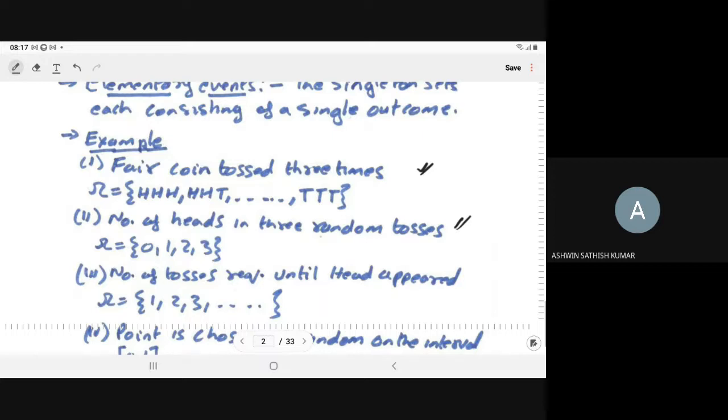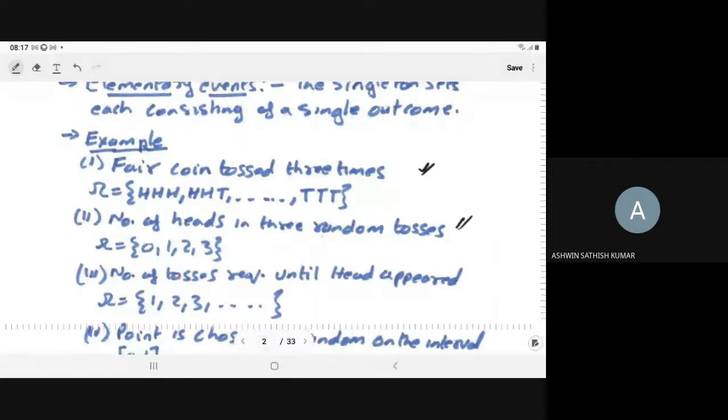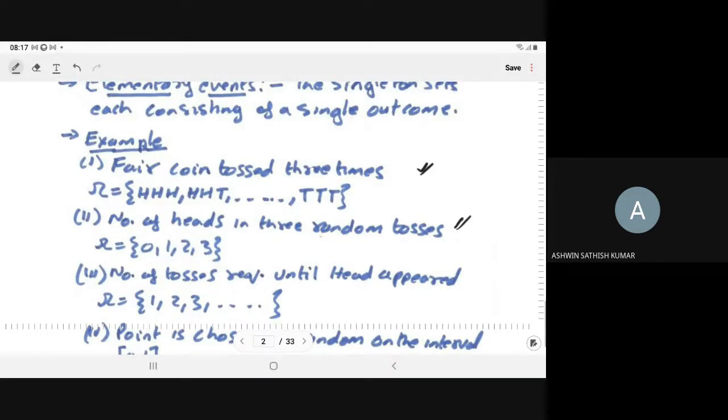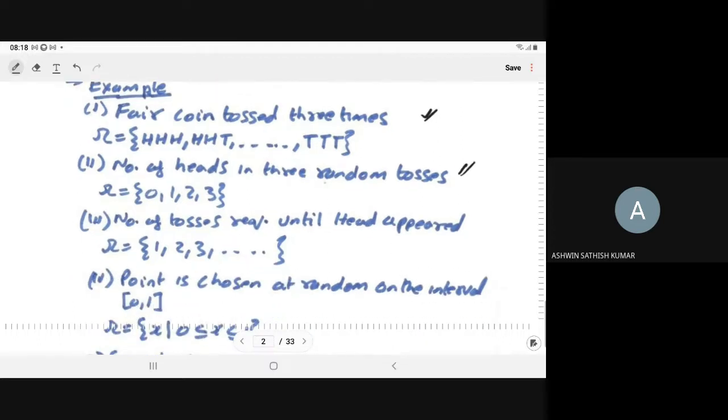Then, how many tosses are required to get the first head? If you're tossing a single fair coin, now we want to know when the head will come. Maybe in the very first toss you get the head, or first a tail then a head on the second, or first two tails then a head on the third, and so on. In that case, the sample space is 1, 2, 3, and so on. You can observe that just by tossing a coin, we have different sample spaces. So the sample space always depends on what we are interested in.